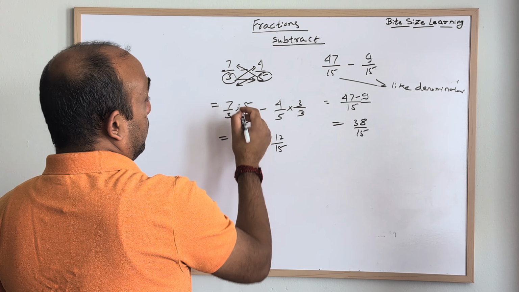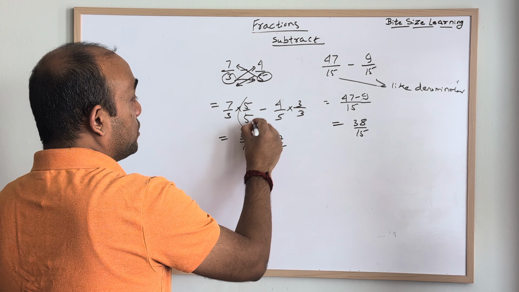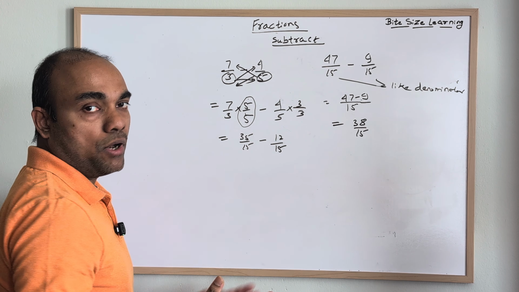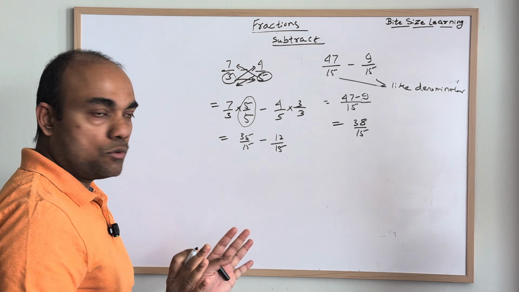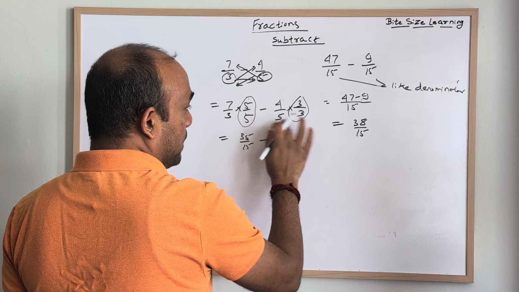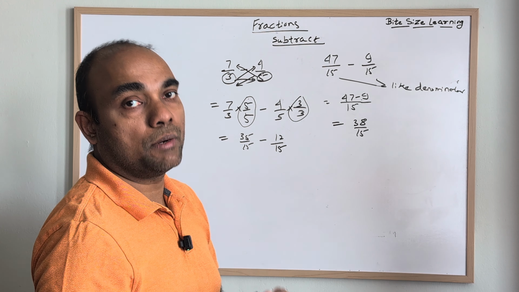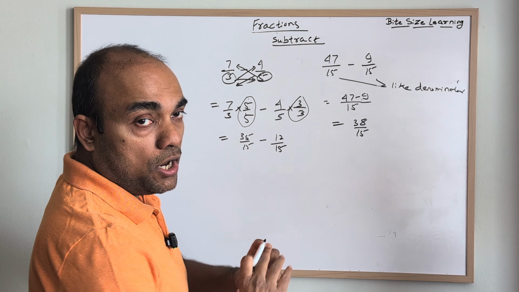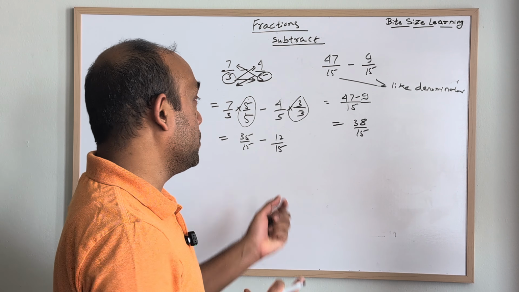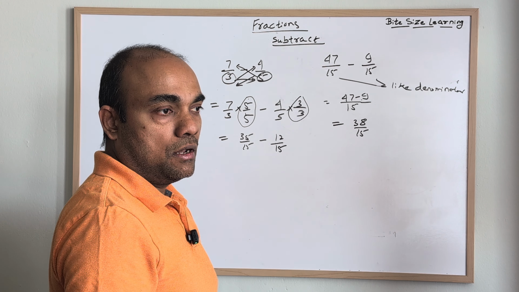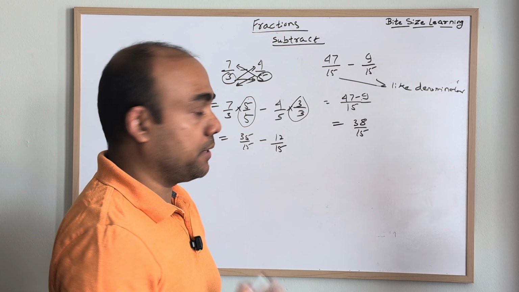One thing to note: when you are multiplying this number by 5 upon 5, you are actually multiplying it by 1, because 5 divided by 5 is 1. Similarly, when you are multiplying this number by 3 by 3, it is actually multiplying that number by 1. So you are not making any changes in the value, you are just multiplying with another fraction that has an actual value of 1.